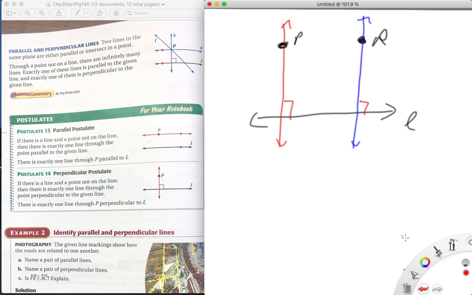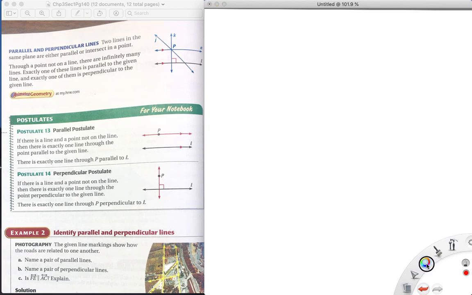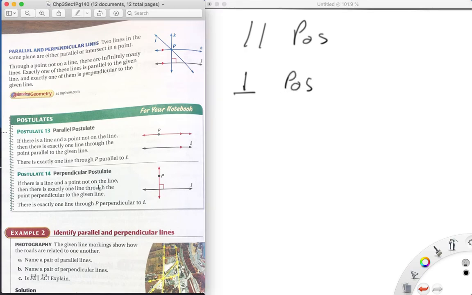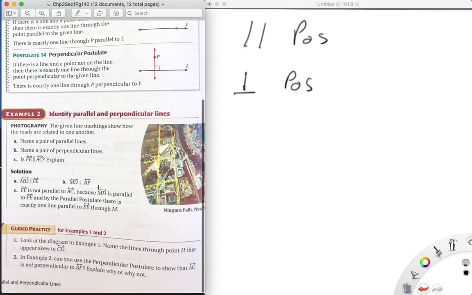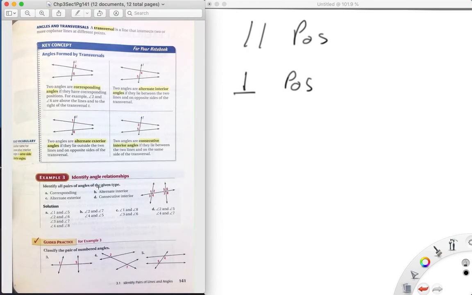Perpendicular postulate. I'll write it, if we use it in a proof, parallel postulate like that, or perpendicular. That's the symbol for perpendicular. Postulate like that. Okay. Not worried about that. You guys can tell that.